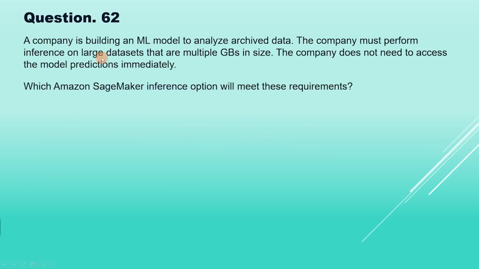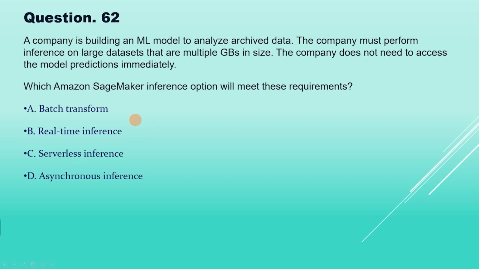Now question number 62. A company is building an ML model to analyze archived data. The company must perform inference on large datasets that are multiple GBs in size. The company does not need to access the model predictions immediately. Which Amazon SageMaker inference option will meet these requirements? And here are the options. Option A, batch transform. Option B, real-time inference. Option C, serverless inference. Option D, asynchronous inference.